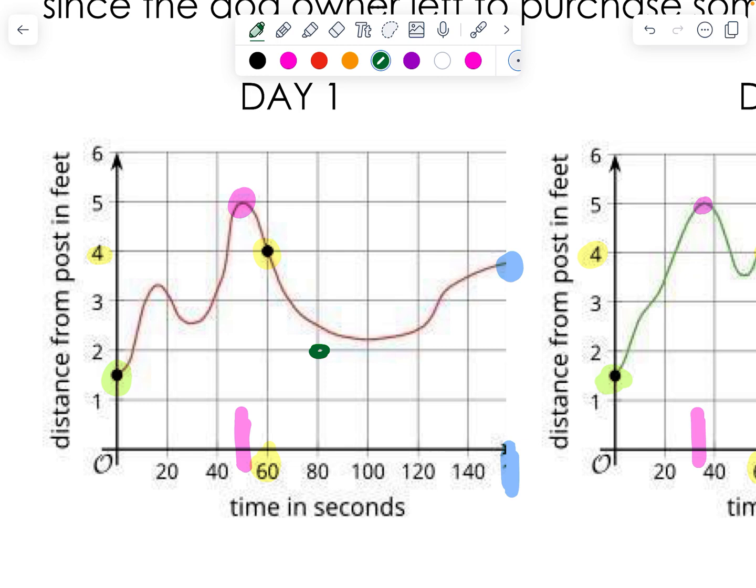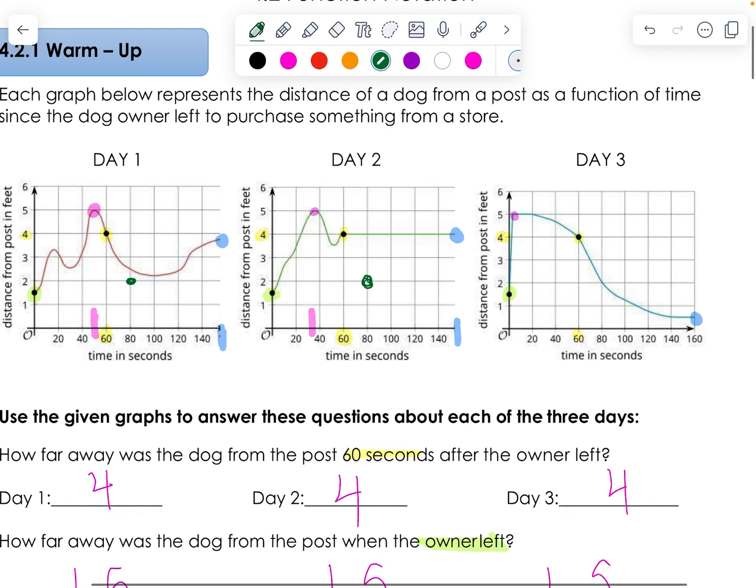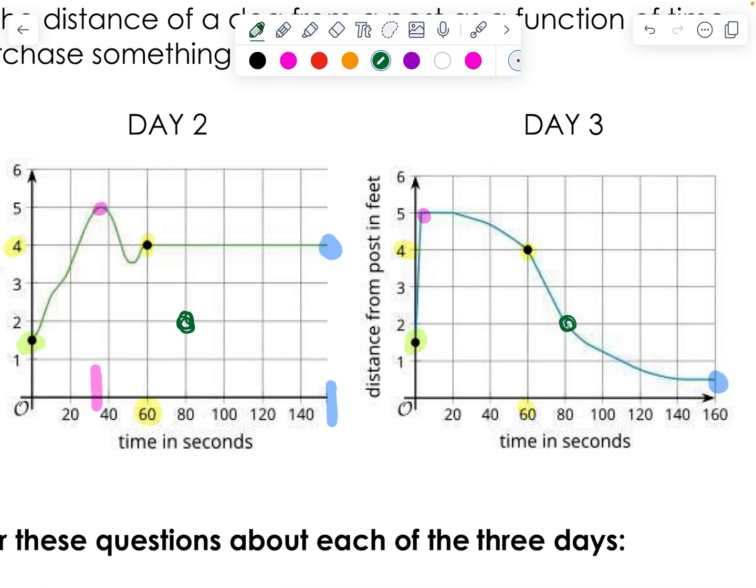Day 1, it's not that far off. It could work, right? Day 2, definitely not. Remember, the dog laid down, so definitely not day 2. Day 3, it actually lands on our graph, so let's go with day 3.